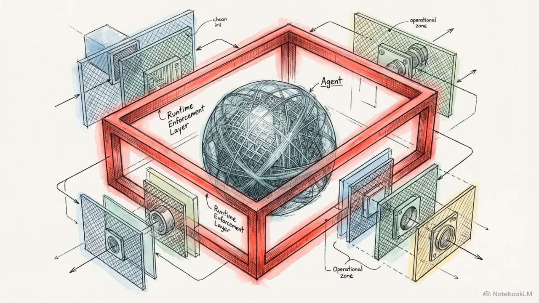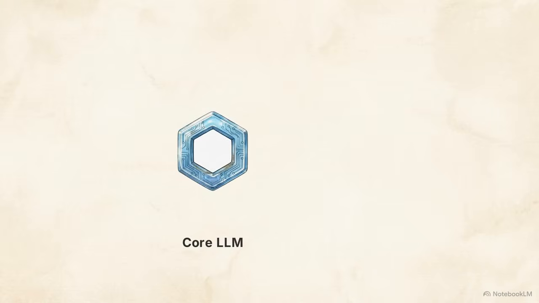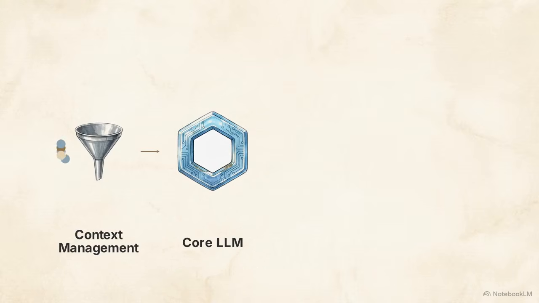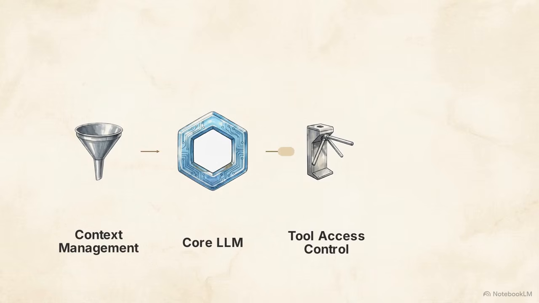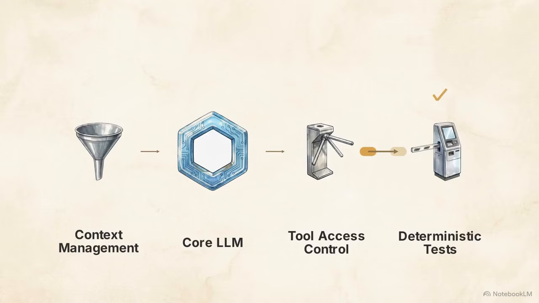Specifications tell the agent what to build. Phase 3, harness engineering, dictates how the runtime enforces the agent's behavior while it works. Architect Martin Fowler argues a safe system relies on hard walls. The LLM's judgment operates inside, but never overrides them. First, context management restricts visible files. Second, tool access control limits external invocations. Third, deterministic tests must pass before proceeding.